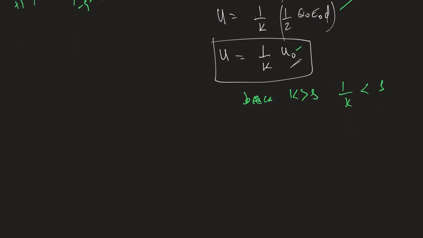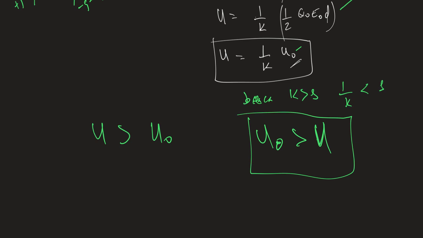So what is bigger: U is bigger than U0, or U0 is bigger than U? Of course, if K is bigger than 1, this is the correct solution. U0 is K times U. So if K is 2, 2 times U is U0. So U0 is bigger than U. Okay?